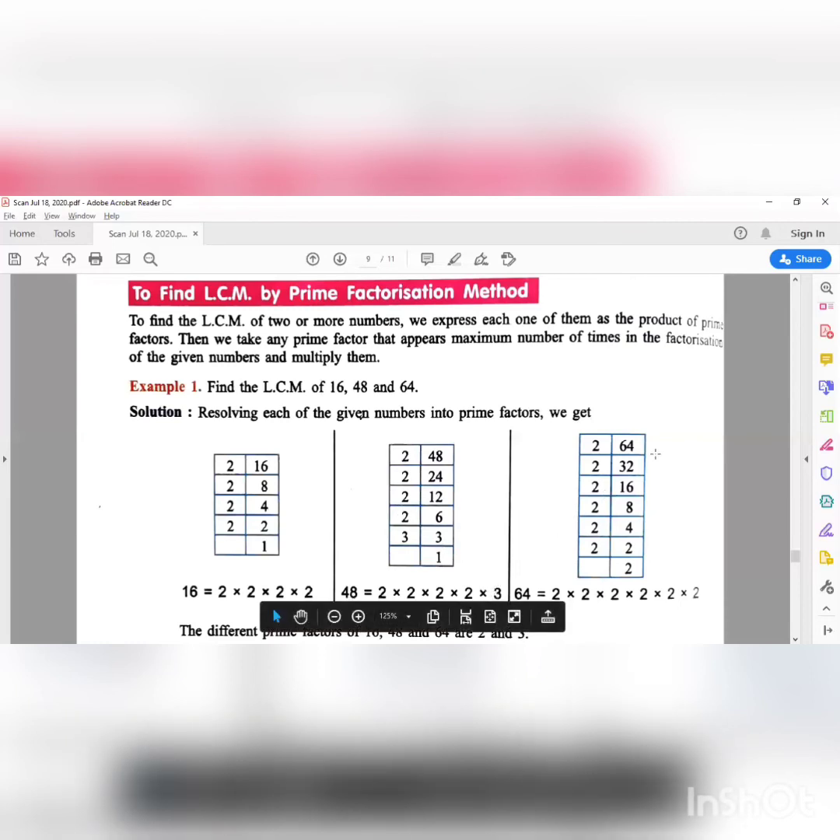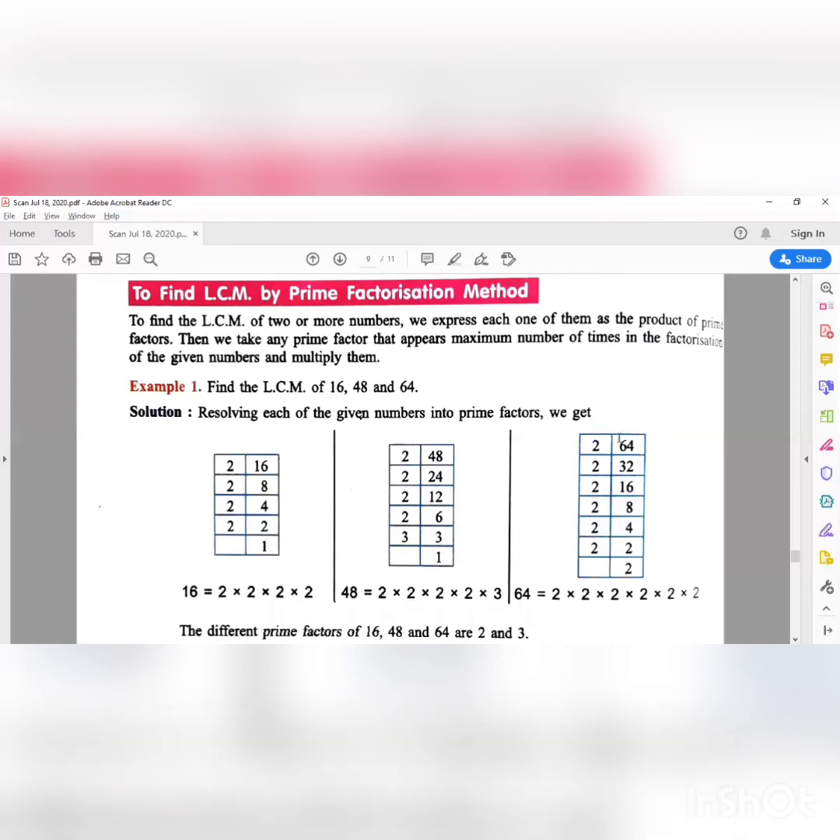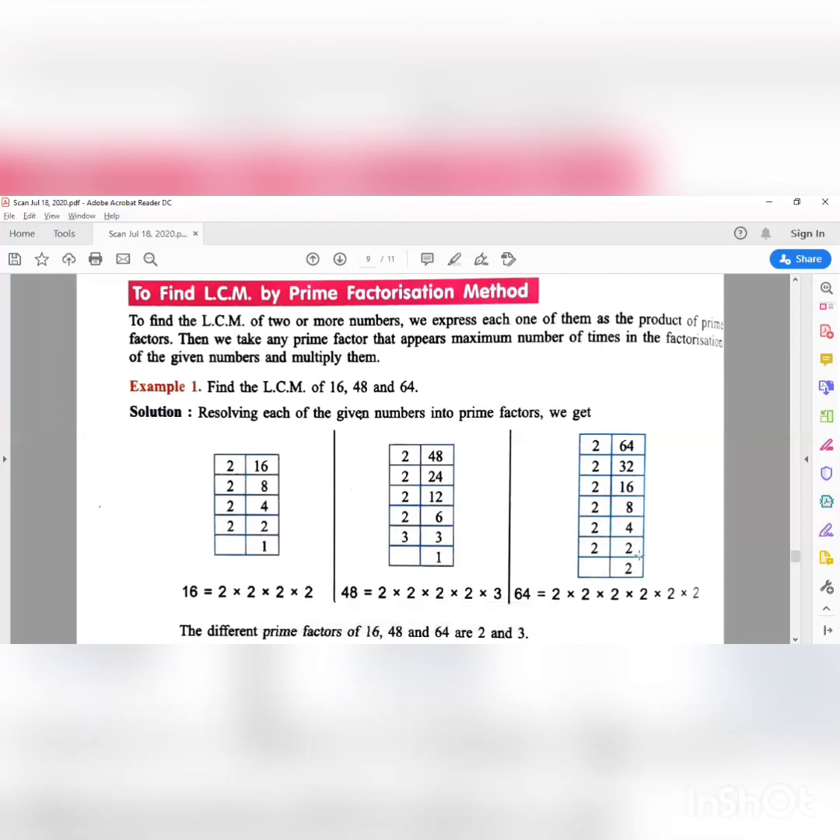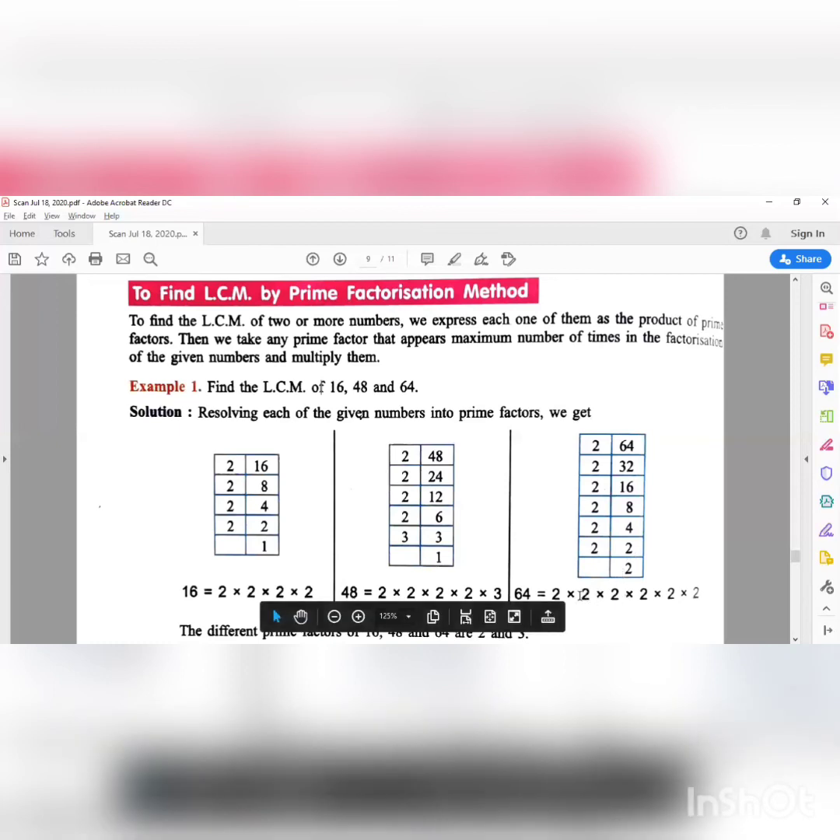Next, 64. How can 64 be expressed as the product of prime factors? Let us see. 64 is divisible by 2. So 2 multiplied by 32 is equals to 64. Next, 2 multiplied by 16 is equals to 32. Next, 2 multiplied by 8 is equals to 16. Next, 2 multiplied by 4 is equals to 8. And next, 2 multiplied by 2 is equals to 4. Next, 2 multiplied by 1 is equals to 2. So 64 can be expressed as 2 to the power 6, means 2 6 times.